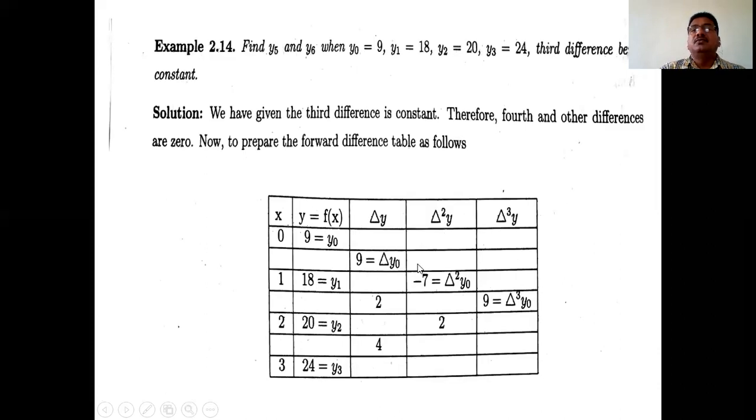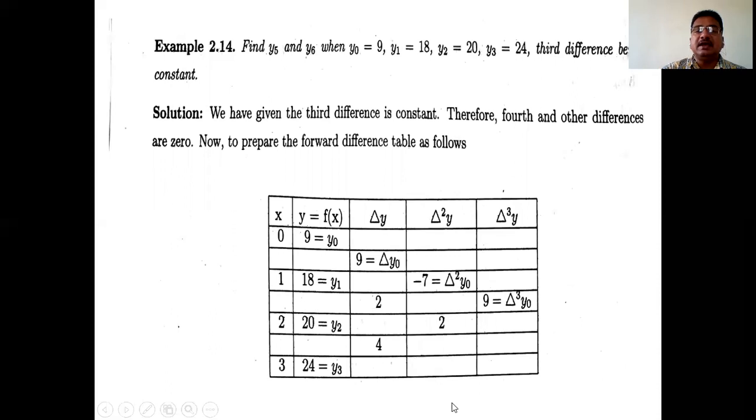So what is x? Take x as 5, and then find the value of u, that is x minus a, that is x minus 0, divided by h. x is 5 and a is 0. h is the common difference, which is 1. Then find the value of u and write Newton's forward difference interpolation formula, and substitute the values.